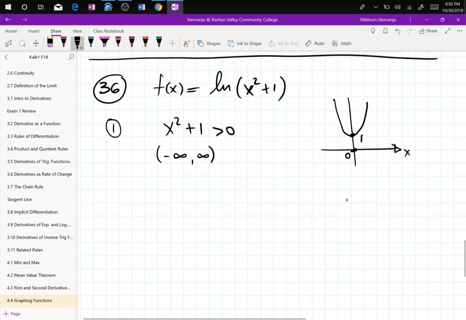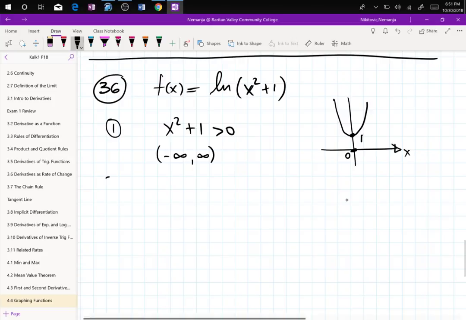Also, you can do the trial and error thing. Try a positive number, 7. 7 squared is 49 plus 1 is 50. ln of 50, I can do that. Try any negative number, like negative 3. Negative 3 squared is positive 9 plus 1 is 10. I can do that too. Maybe I have a problem with 0. No, we don't, because 0 squared is 0 plus 1 is 1. ln of 1 is possible. It's 0, right? So no matter which number you pick, positive, negative, 0, they all work. That immediately says domain is all real numbers.